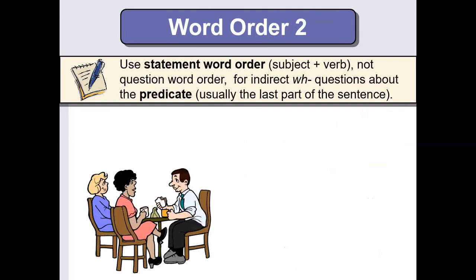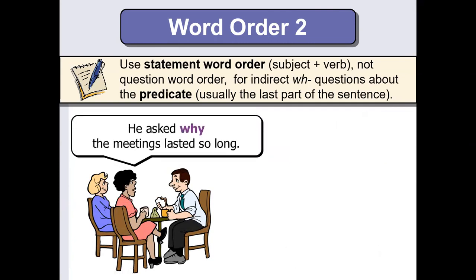So also, word order is important when we talk about a statement word order: subject plus verb. Usually it's going to be like, I are, no, I am, right? Something like that, generally. He asked why the meetings lasted so long.